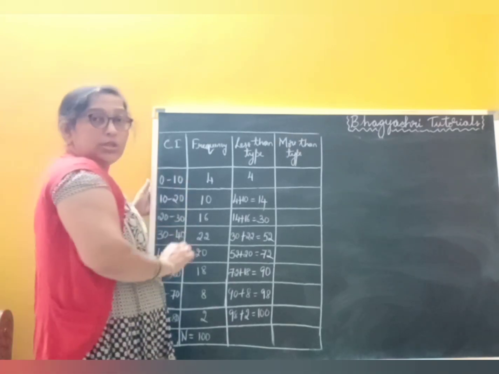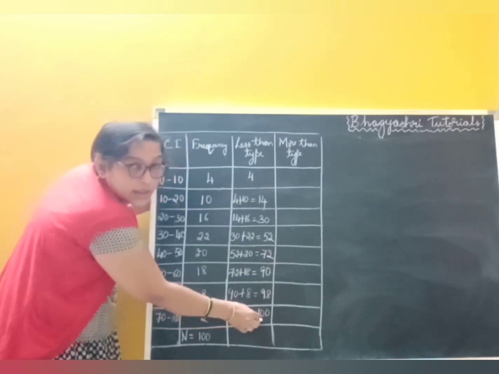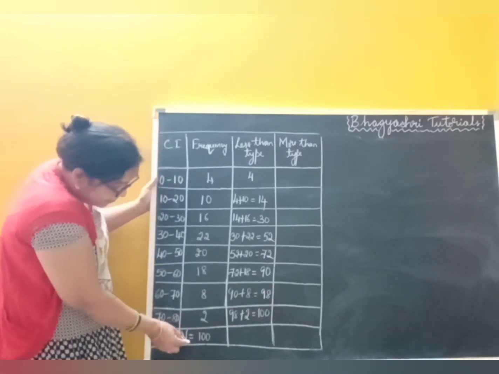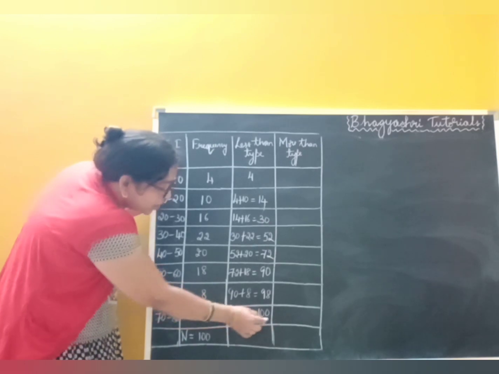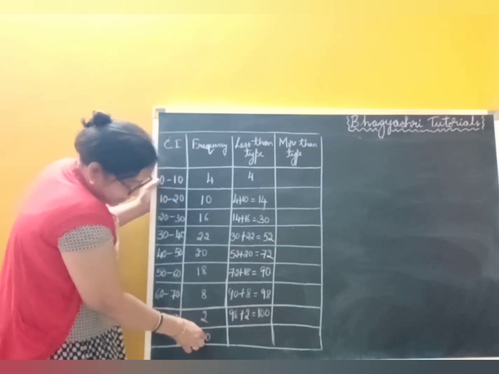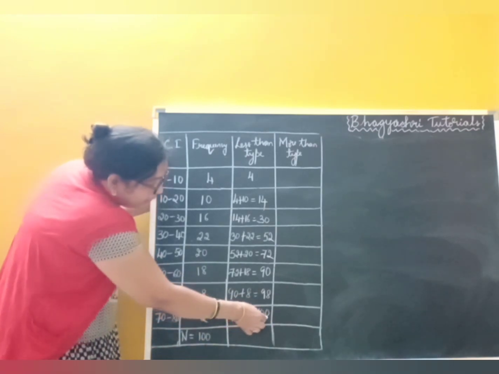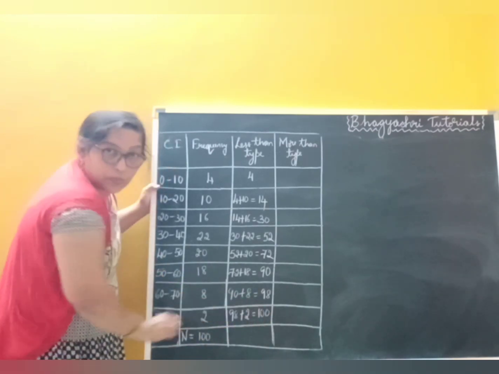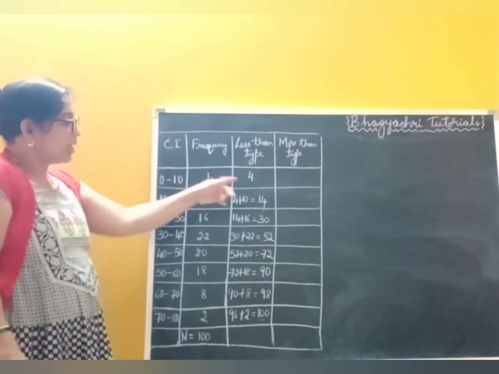How do you check whether you have added properly or not? See the number here, 100. See the number with n here, n is equal to 100. So finally we should get the same numbers here. Frequency total is equal to the cumulative frequency in the last row. So here also we got 100, here also we got 100. So our calculation is correct.